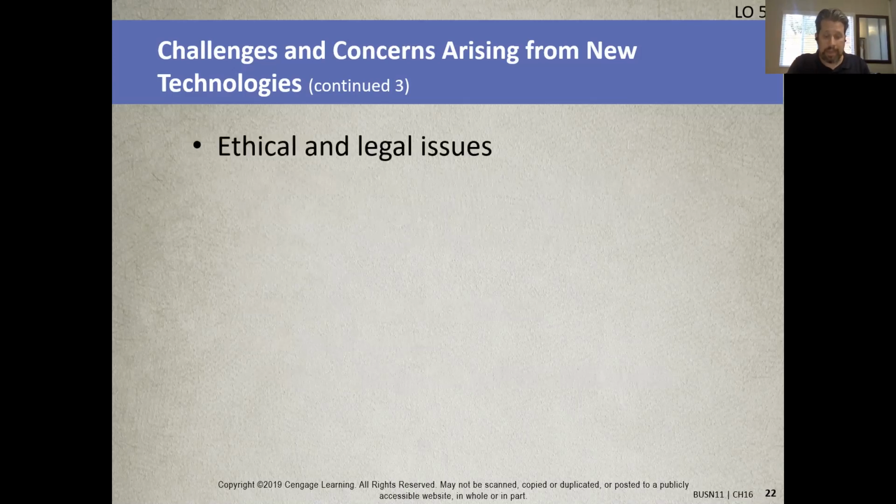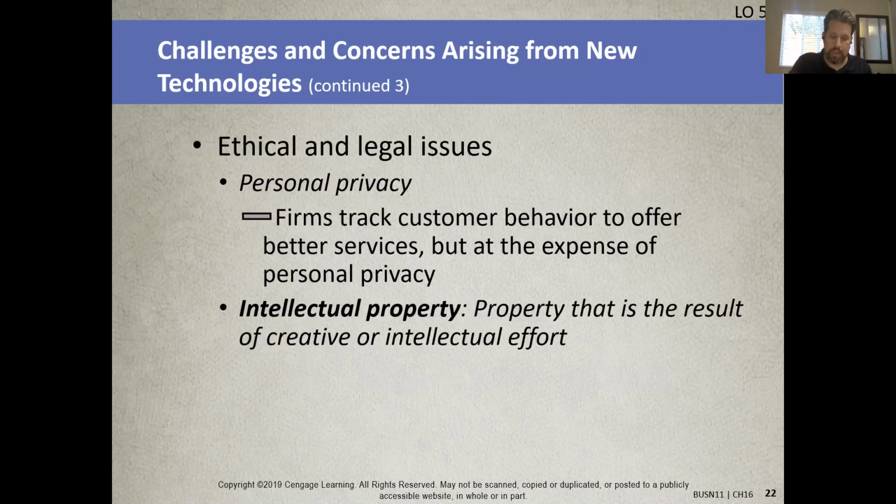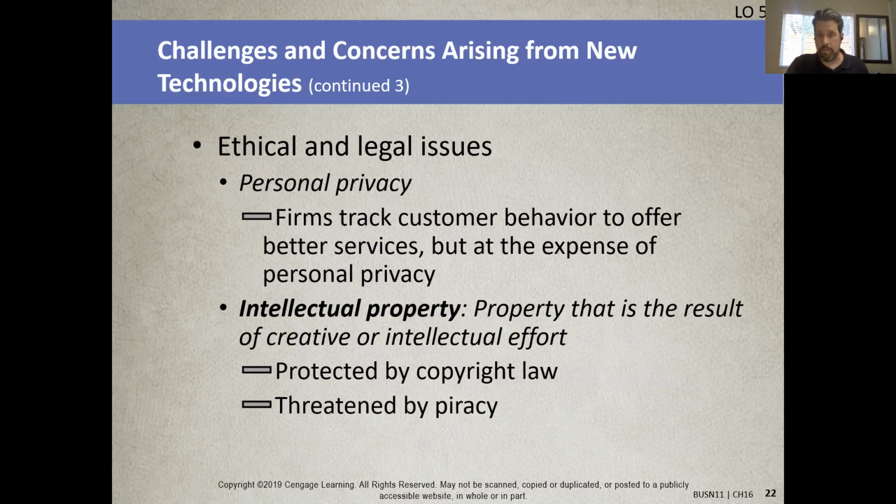There are a number of complicated and controversial ethical and legal issues that have arisen due to IT. Personal privacy has decreased as the tracking and analysis of customers' behavior has increased. On the plus side, this has helped firms offer more personalized services. Intellectual property can be protected by copyrights. If copyrights are violated and the content is widely distributed, then it is referred to as piracy.